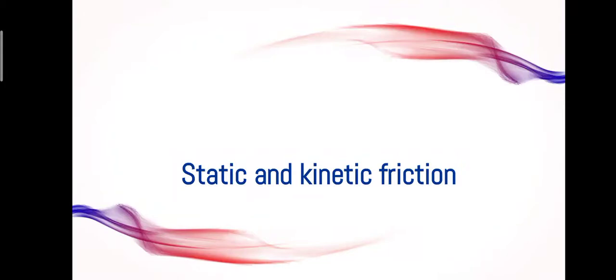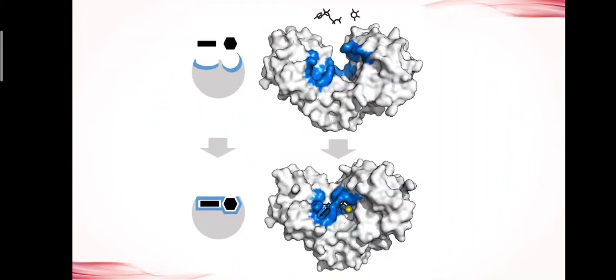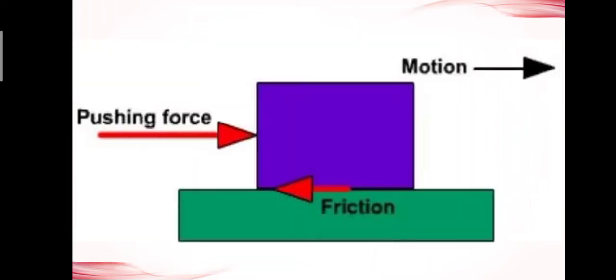In these slides, we're going to discuss static and kinetic friction. What is friction? Friction is a force that acts opposed to the relative motion of two surfaces. High for dry, rough surfaces, low for smooth and wet surfaces. And here is an example of a free body diagram wherein a pushing force, friction, and motion are composed.